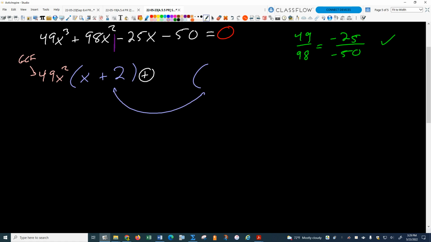Okay, so then next step is we know that the binomial factor has to be the same for both groups. So what would have to be factored out to make that happen? Close. Negative 25. There you go. And that works, doesn't it? If I distribute negative 25, I get negative 25x minus 50. So it works like it should. And then the whole thing, remember, is equal to 0.